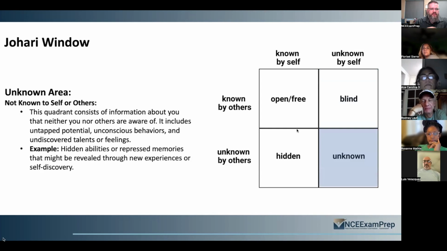Okay. And then finally, we have the unknown area. This is a quadrant that consists of information that neither you nor others are aware of. So untapped potential, unconscious behaviors, undiscovered talents or feelings. Maybe there are hidden abilities or repressed memories that might be revealed through new experiences or self-discovery, right?